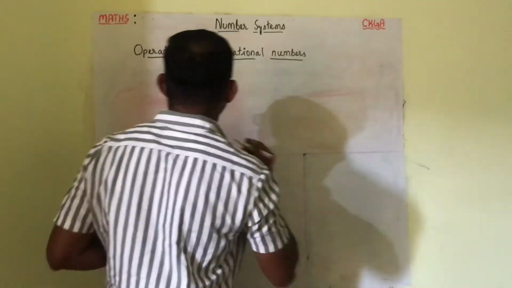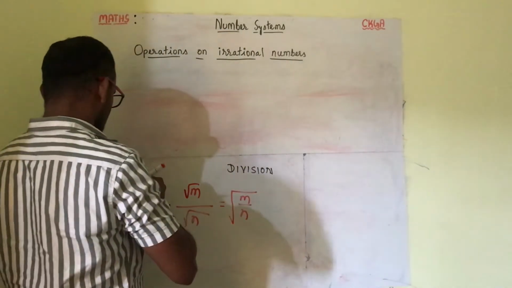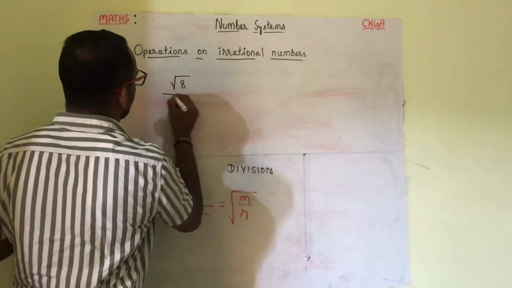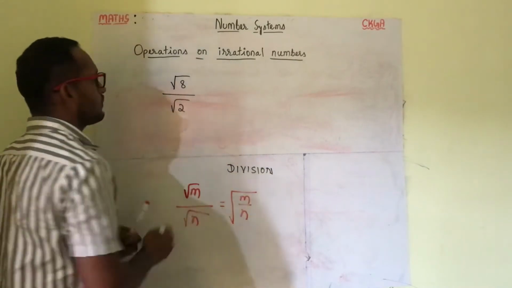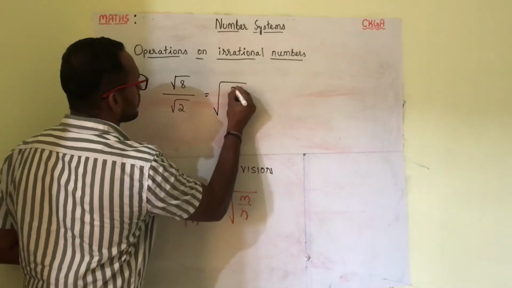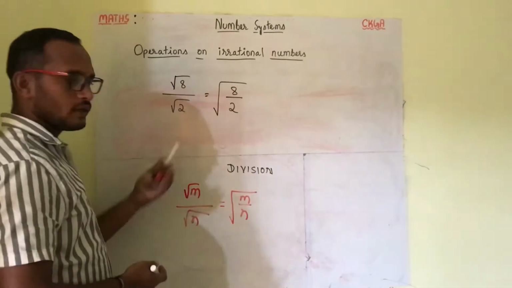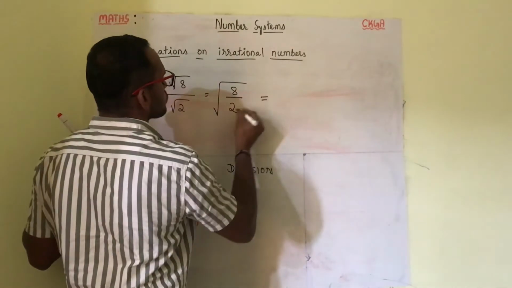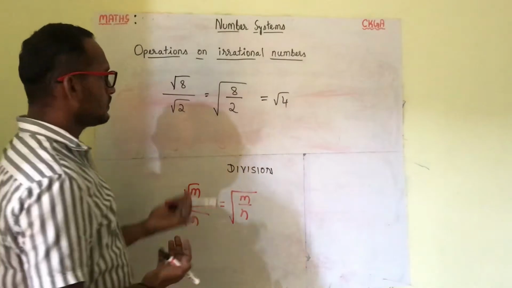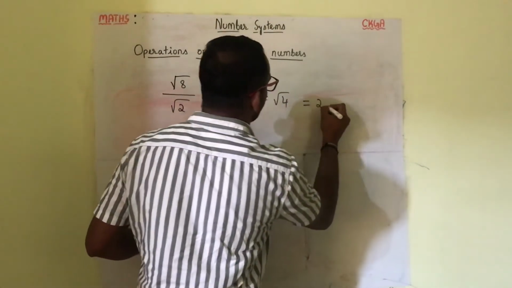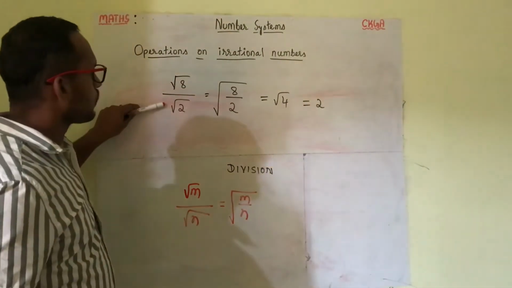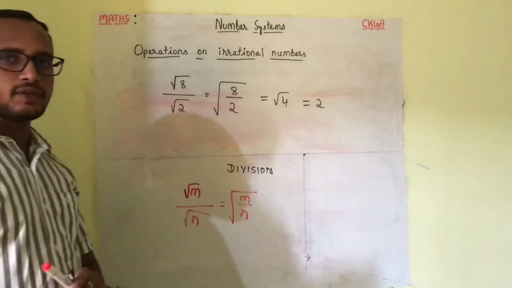Suppose I have root 8, the equation. I need to divide root 8 by root 2. So this could be written in the form of square root of 8 by 2. For the simplification, 2 ones are 2, 2 fours are 8, we get root 4, because 8 by 2 is 4. The root 4, the final answer will be 2. So when you divide root 8 by root 2, further simplification will help us to get 2.